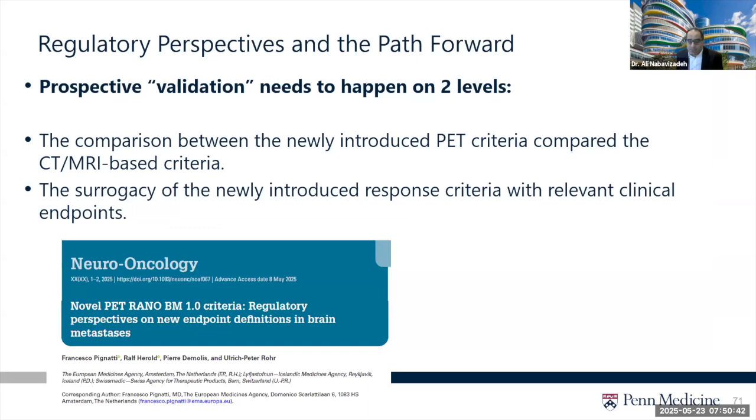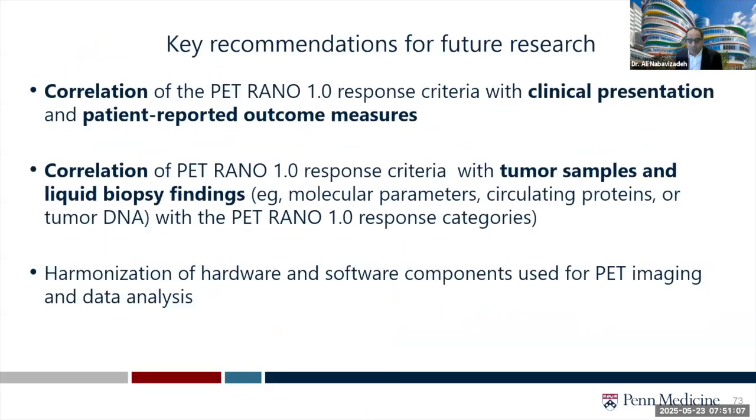In terms of the regulatory perspective and the path forward, we need prospective validations to happen at two levels. We need studies to prospectively compare the newly introduced PET criteria to the RANO criteria. And we also need to show the surrogacy of these PET RANO criteria for clinical endpoints. These endpoints could be progression-free survival and objective response rate. I'm going to move on from these slides.